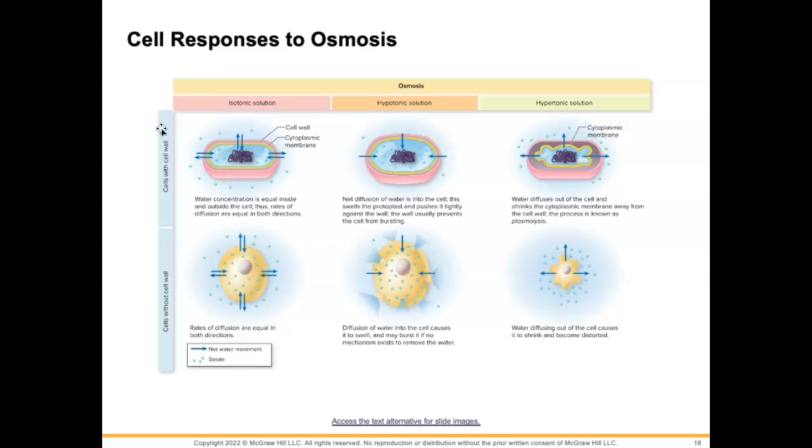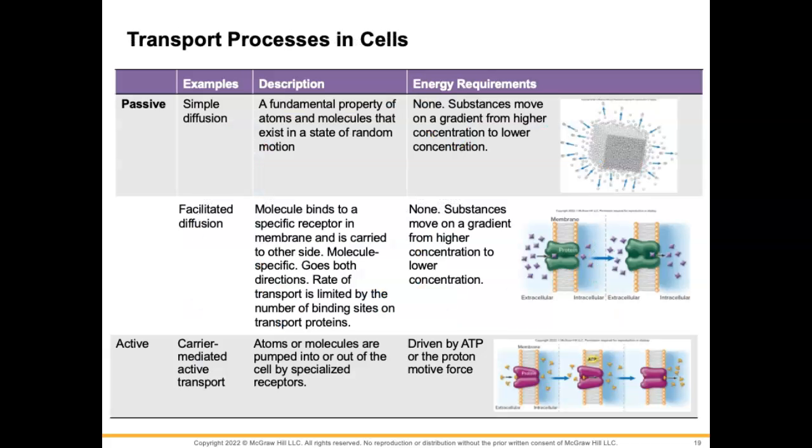So you can see here the cell wall has a lot to do with helping to maintain the integrity of the outside of that cell to help it survive. But sometimes they still can't survive through that. All right, so that was osmosis.